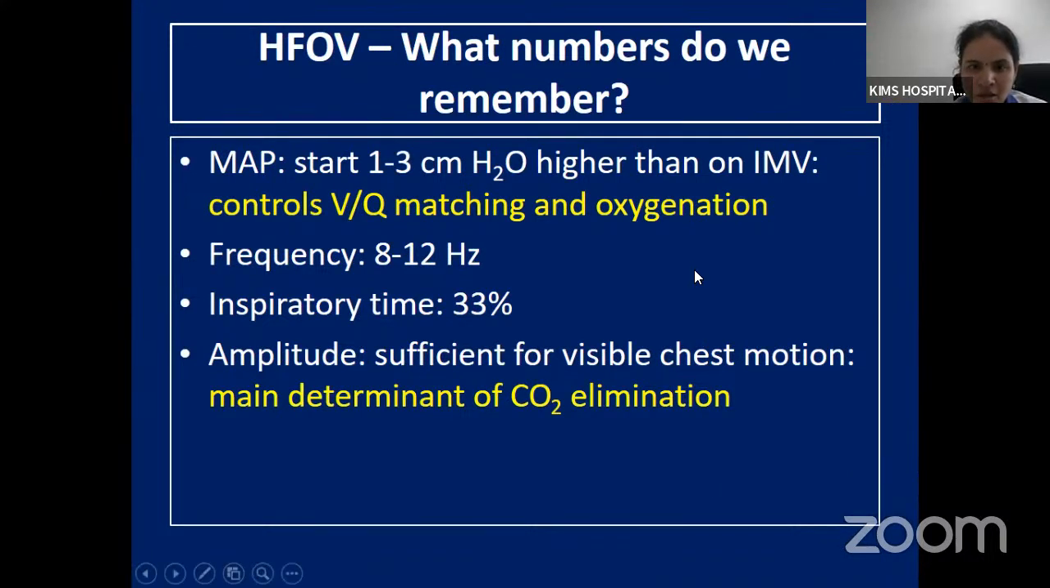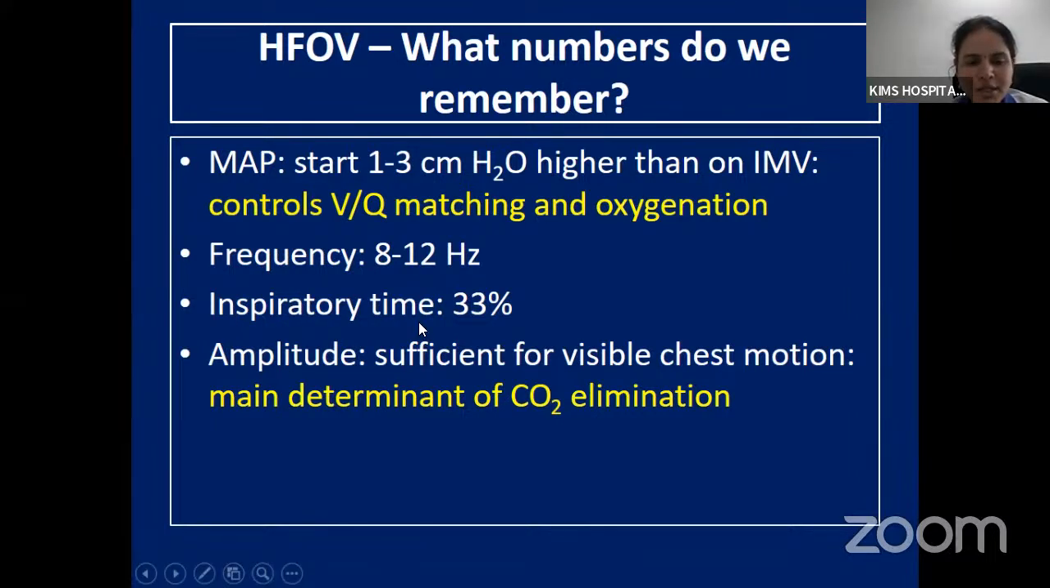So remember that when it comes to MAP, we generally start with 1 to 3 centimeters higher pressure than the MAP that was prevailing on conventional ventilation, because MAP is what controls the VQ mismatch, the ventilation perfusion mismatch, and thereby oxygenation. Begin with a frequency typically between 8 to 12 hertz. The smaller the baby, the higher the initial frequency. So we could begin in a preterm baby with a frequency of 12 to 15 hertz, whereas in a term baby, we begin with a frequency of 8 to 10 hertz. And we know that 1 hertz corresponds to a rate of 60 cycles per minute or 1 cycle per second.